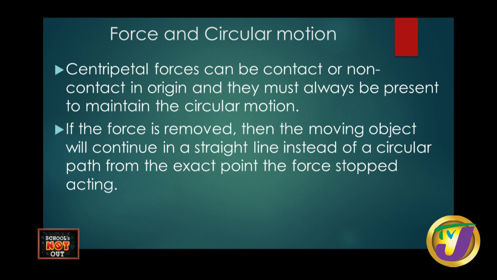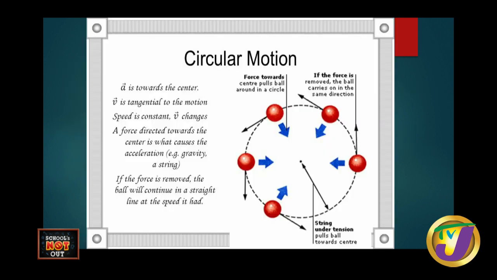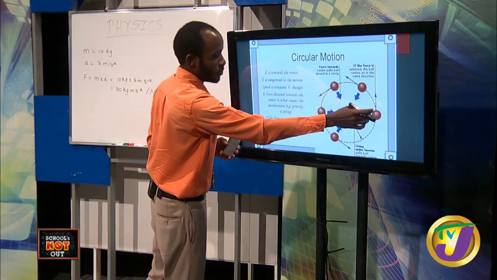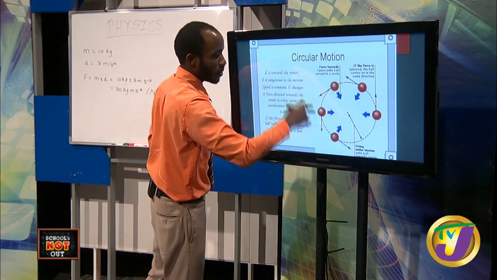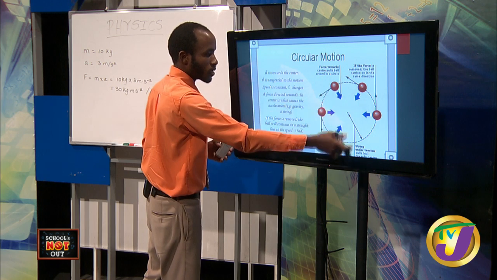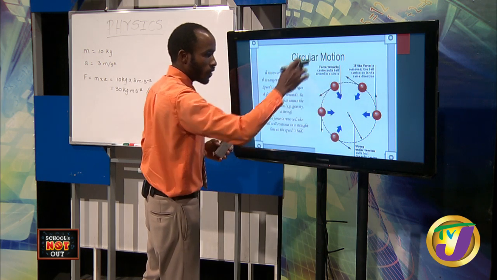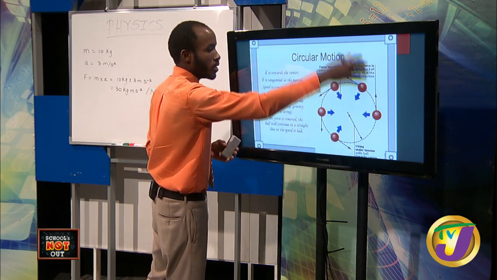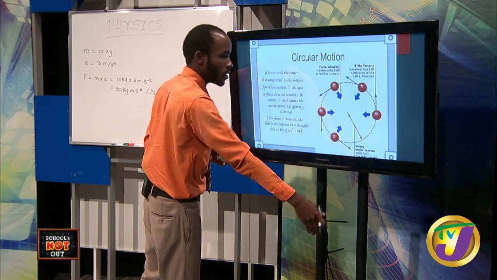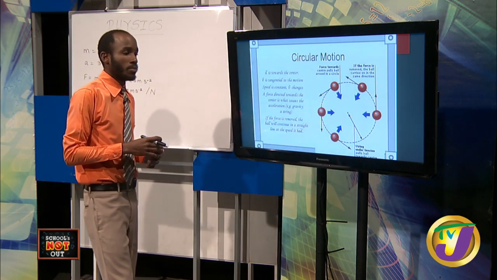So it's like this. An object is moving in a circular path, and its direction is constantly changing. Now, it maintains a circular path due to the force that acts inward. If that force is removed, naturally, because of the first law, it will continue to move in a straight line path.